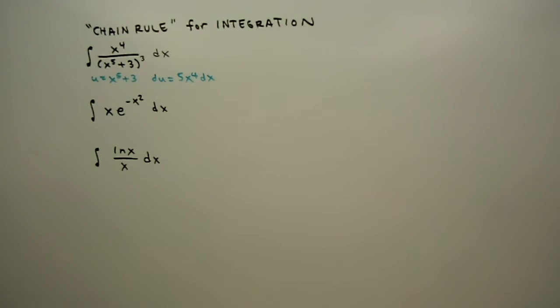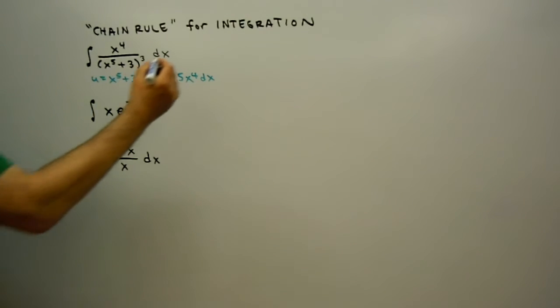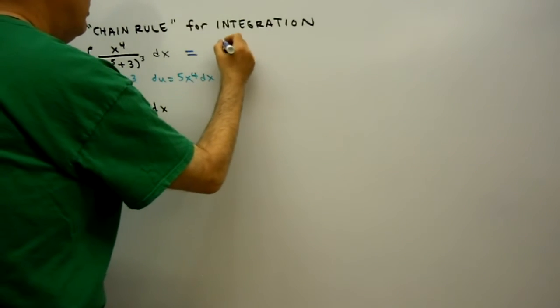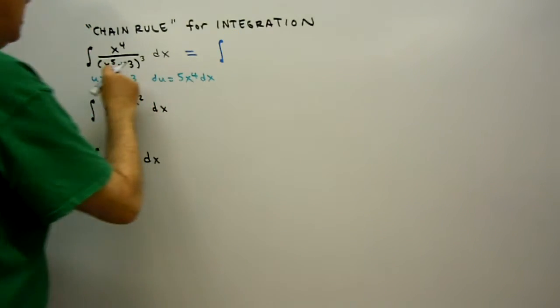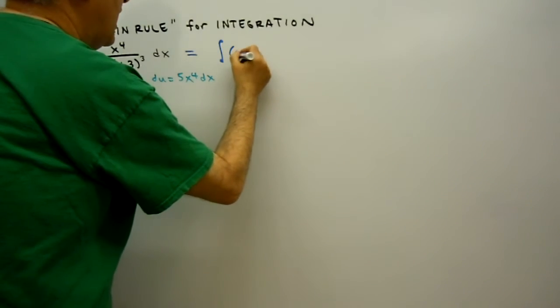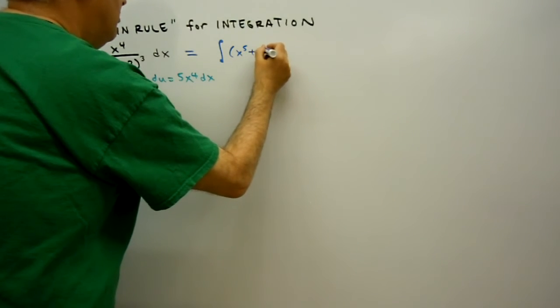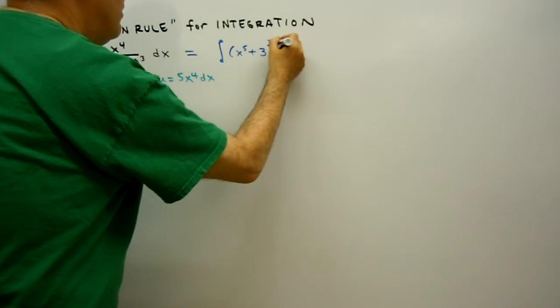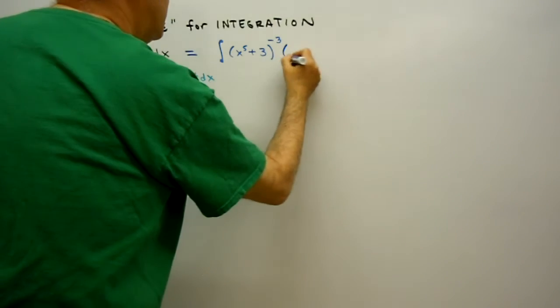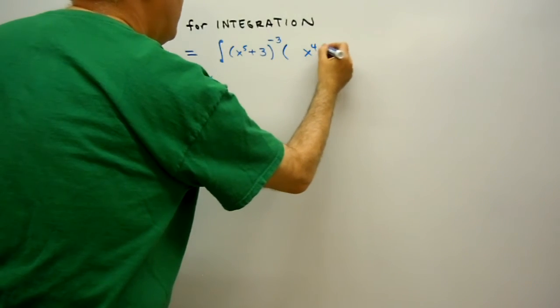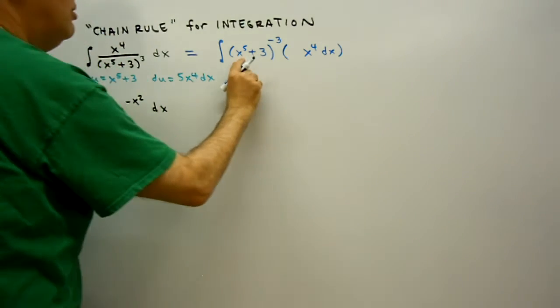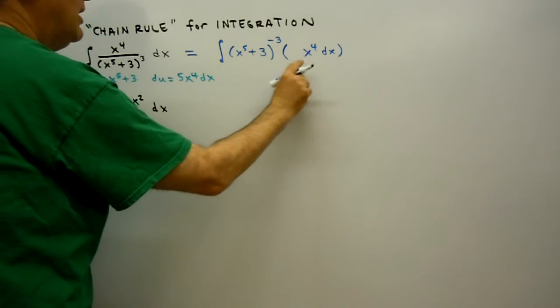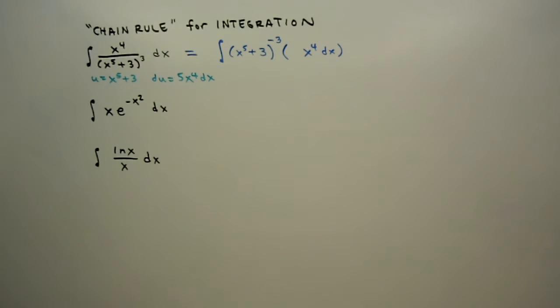Let's go ahead and rewrite this so we can do an insertion of a proper constant. Remember that you can always adjust by a constant. So let's rewrite this as the integral. Now this is actually x to the 5th plus 3, all raised to the negative 3 power. And on the outside you have x to the 4th dx. So the derivative of x to the 5th plus 3 is 5x to the 4th. We can adjust by a constant.